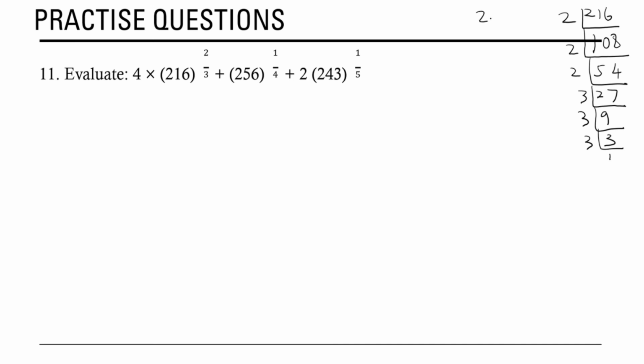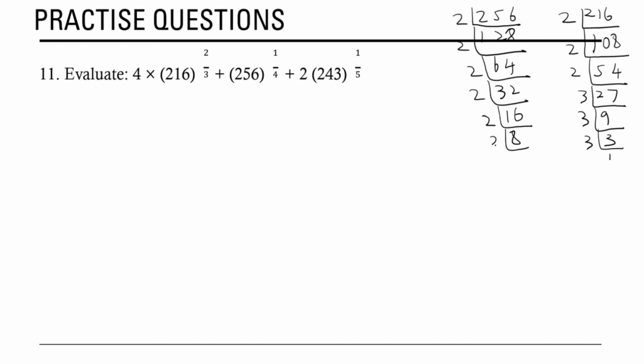The next one is 256. I am dividing it by 2. I am getting 128. Again dividing by 2, 64. Again dividing by 2, 32. Again 16. Again 8. Again 4, 2, 2. So on factorizing 256, I am getting 2 raised to 8. So 256 is 2 raised to 8.